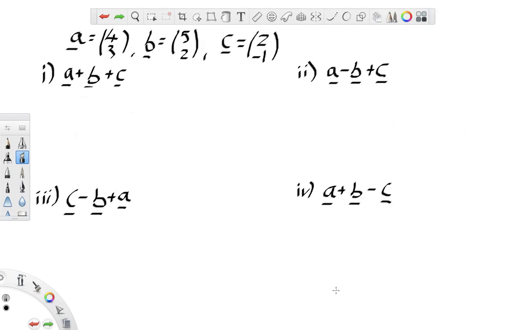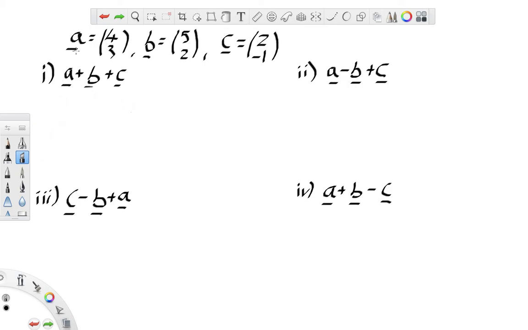The last example of the video. So we've looked at adding and subtracting 2 vectors, but we can also add and subtract 3, 4, 5, however many vectors we like. So that's what we'll do now.